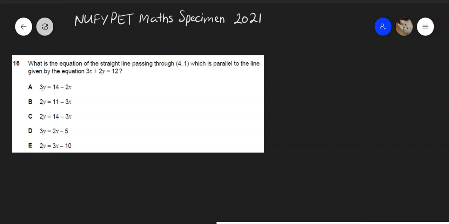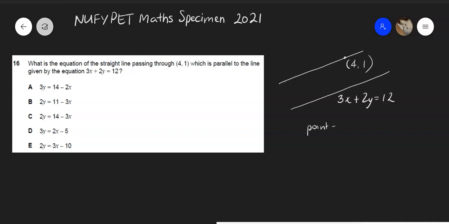What is the equation of the straight line passing through the point 4, 1, which is parallel to the line given by the equation 3x plus 2y equals 12? In this problem, we need to find the equation of a straight line that passes through the point 4, 1, and it is parallel to the line with the equation 3x plus 2y equals 12. So effectively, we have a slope of the line and the point through which that line passes, and we can form the equation of a straight line in the point-slope form.